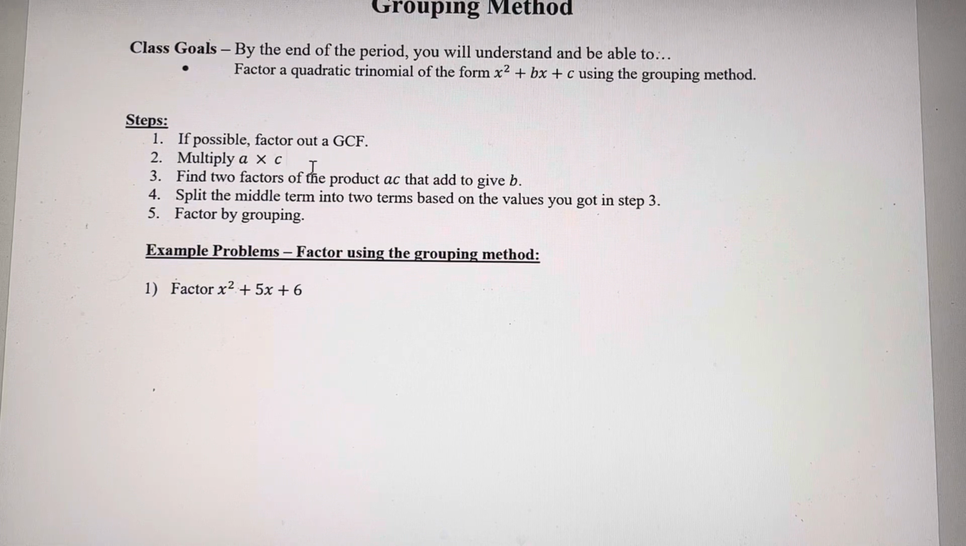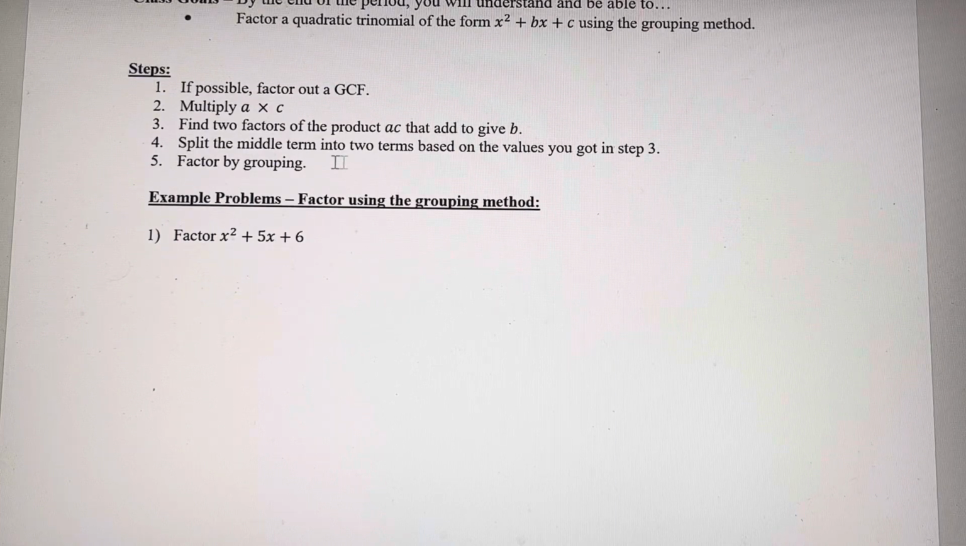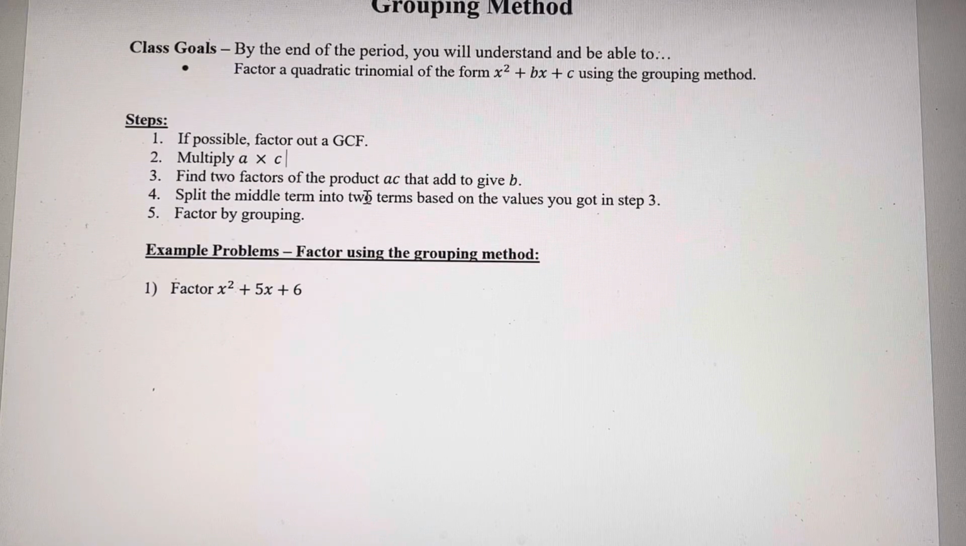Whatever that product is, we're going to find two factors of it. We're going to find two factors of the product a times c that combine, or add, to give us the b value. So remember, b is the coefficient of x. In this case, that's 5. Once we've done that, we're going to split the middle term, which is this 5x, into two terms based on these factors we got in step 3. Once that's done, we can factor by grouping. The great thing about this method is that it works for any quadratic trinomial that can be factored.